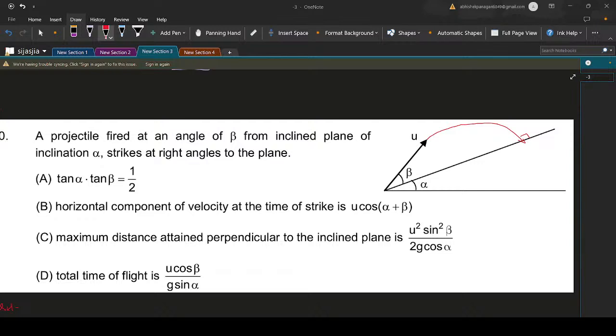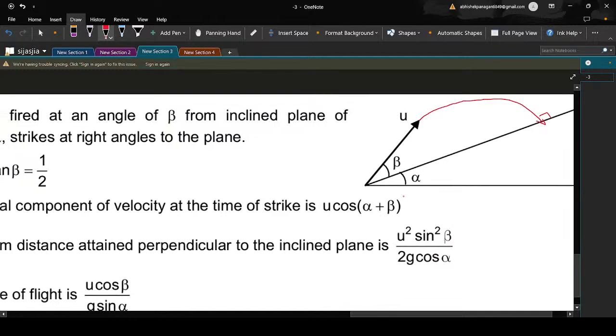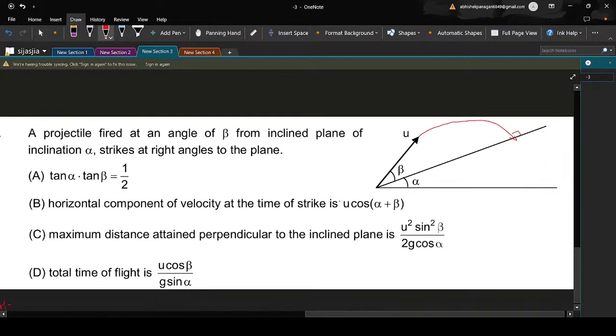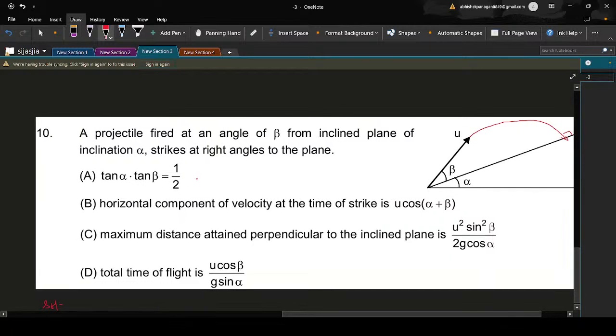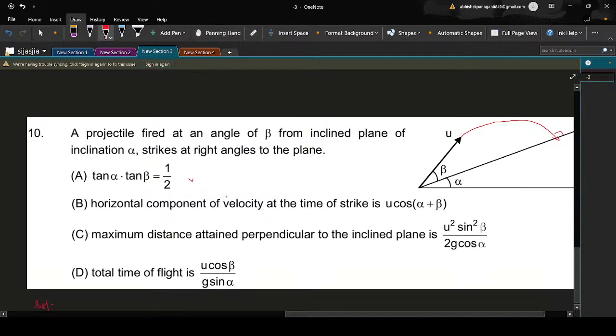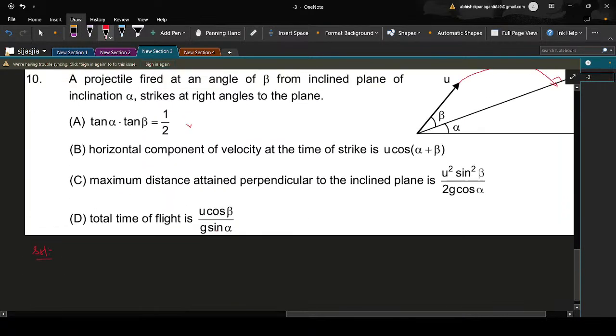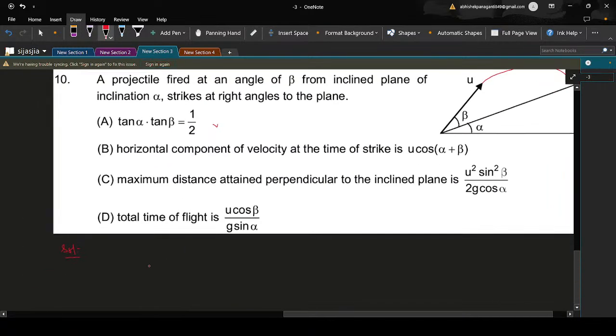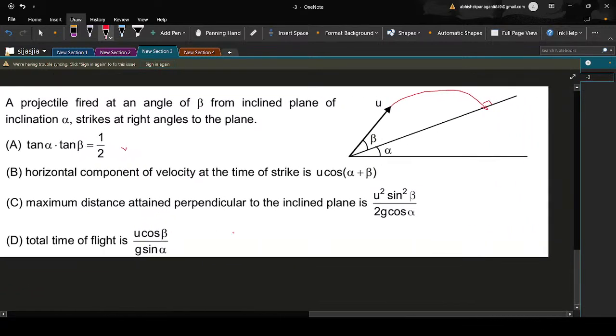Wait, the noise is too loud, I guess. And the angle of inclination is alpha. It strikes at right angles to the plane. Okay, the first option is tan alpha into tan beta is 1 by 2. Let's verify each one and see what they are really trying to tell.